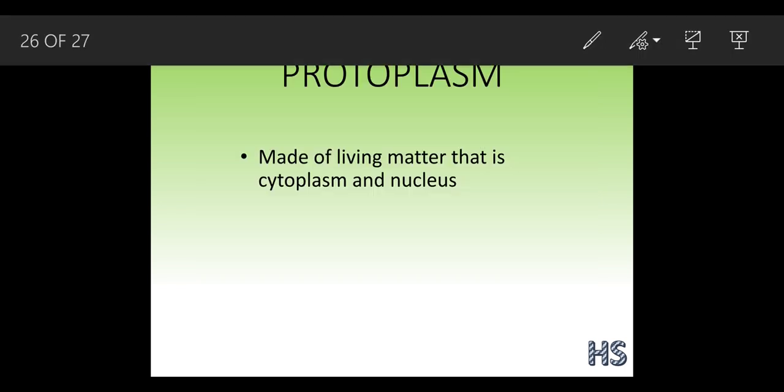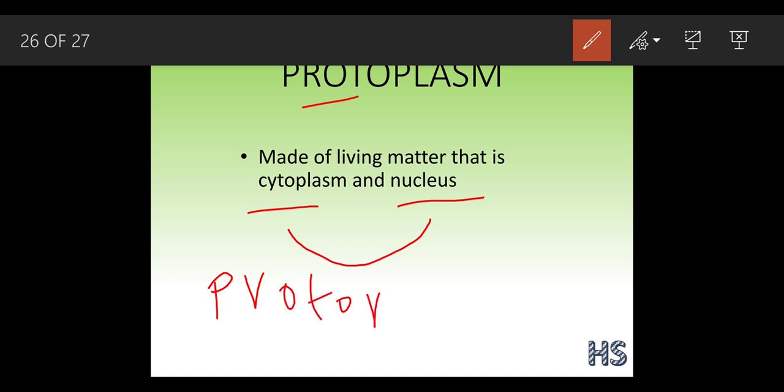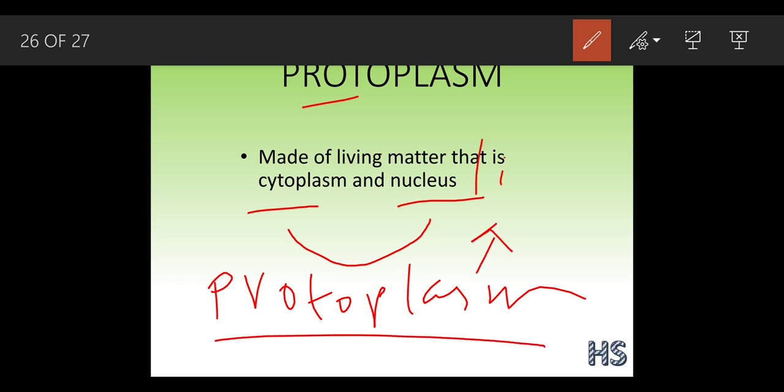Now we are going to talk about the protoplasm. What does protoplasm mean? Protoplasm means the living matter. It is made up of cytoplasm and nucleus. The cytoplasm and nucleus together contribute to the formation of protoplasm. Since the cytoplasm and the nucleus are living matter, this protoplasm is also living matter.